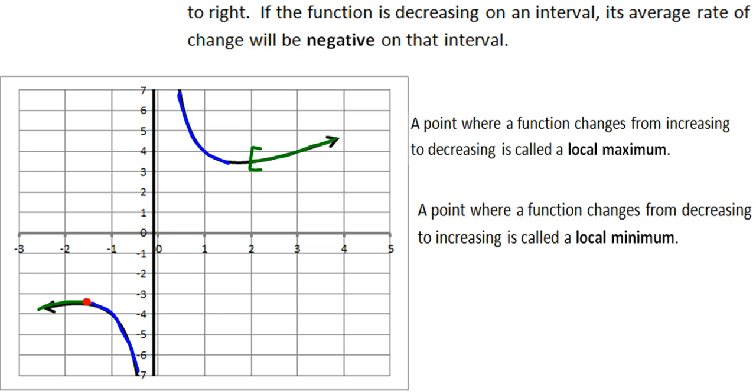A point where a function changes from decreasing, so we were decreasing here, to increasing, so we were increasing in here, that point is called a local minimum. And again, I think as long as you're looking at the graph, you won't have any trouble remembering those definitions. They're pretty intuitive.